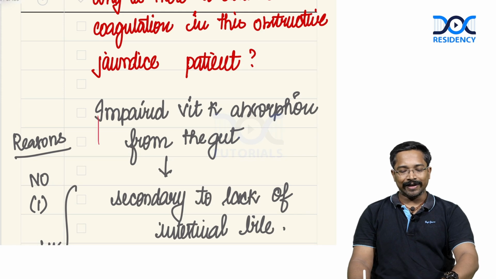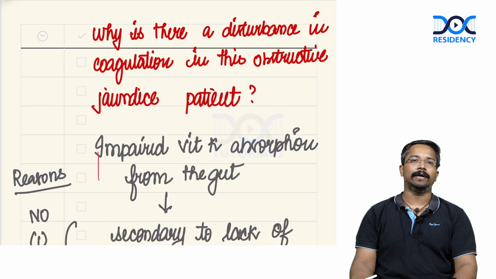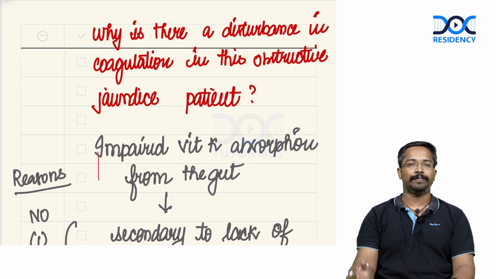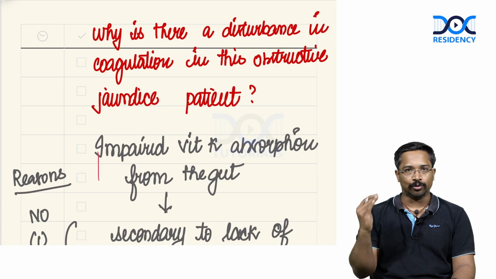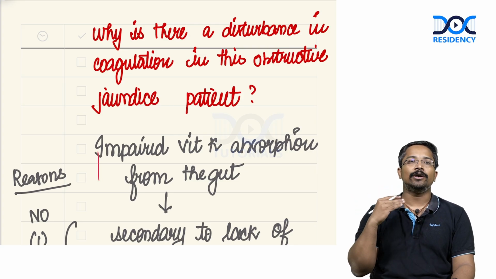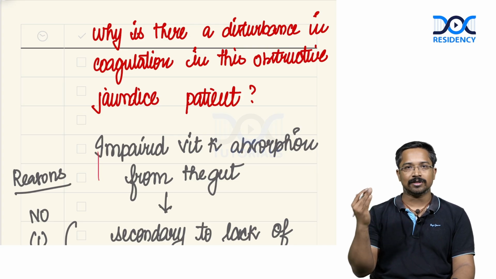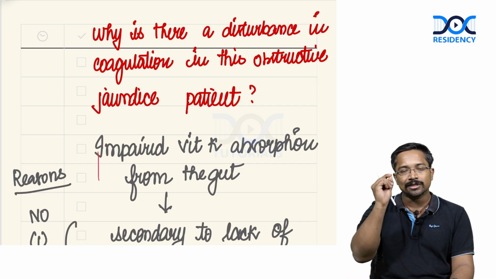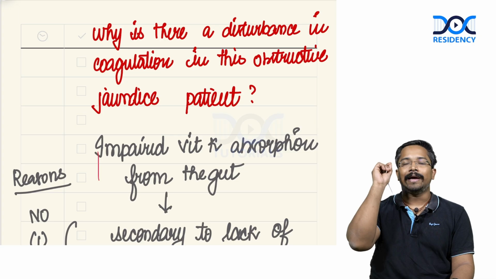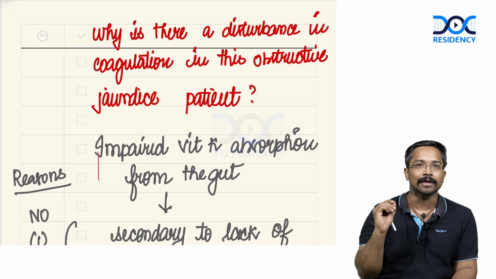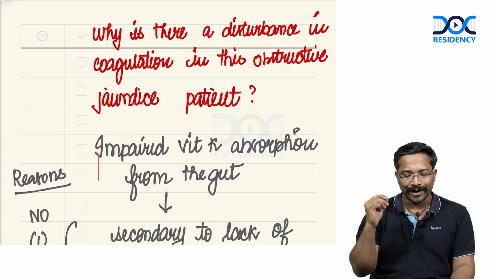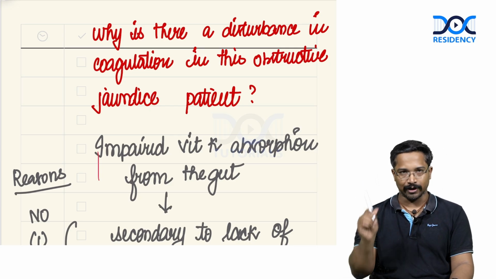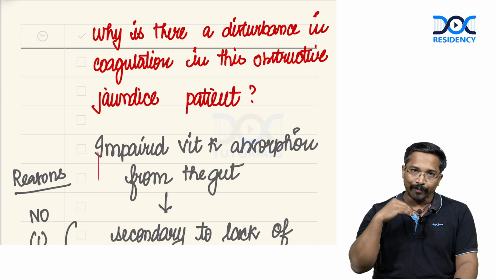In the history, we saw a typical point that the patient had developed bleeding soon after the procedure. So it was the endoscopic stenting which has caused bleeding in a case of obstructive jaundice. So that brings us to one important entity called coagulopathy. Why is there a disturbance of coagulation in this obstructive jaundice patient?